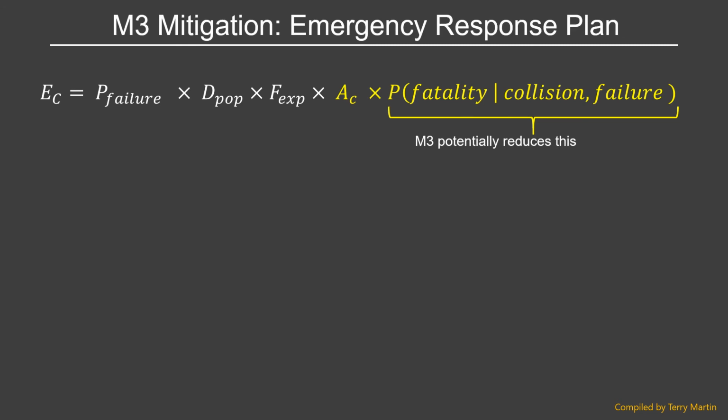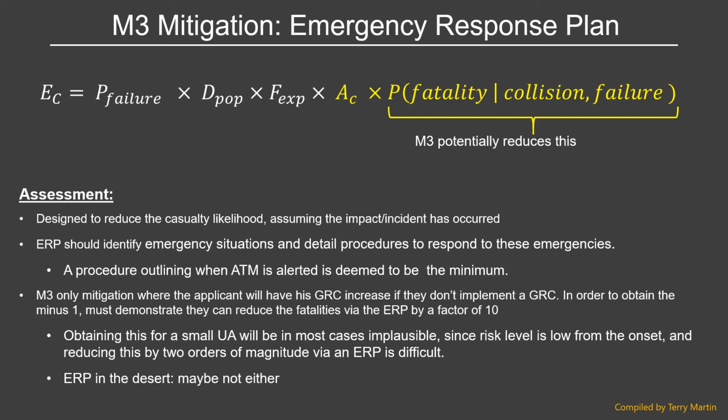And finally, the creation of an emergency response plan under M3 mitigation, which can impact the conditional probability detailed on the right-hand side as well. I'm not going to drill into this one as much, except to say that M3 is one of those things where you can actually have your GRC increased if you don't have one, but to get a -1, that essentially means your ERP needs to be 100 times better than doing nothing, which is a challenging undertaking.